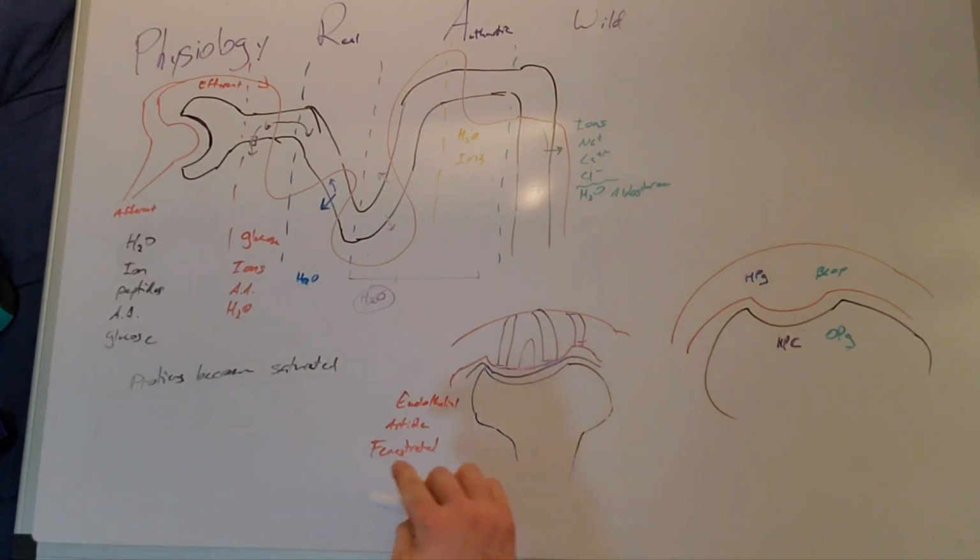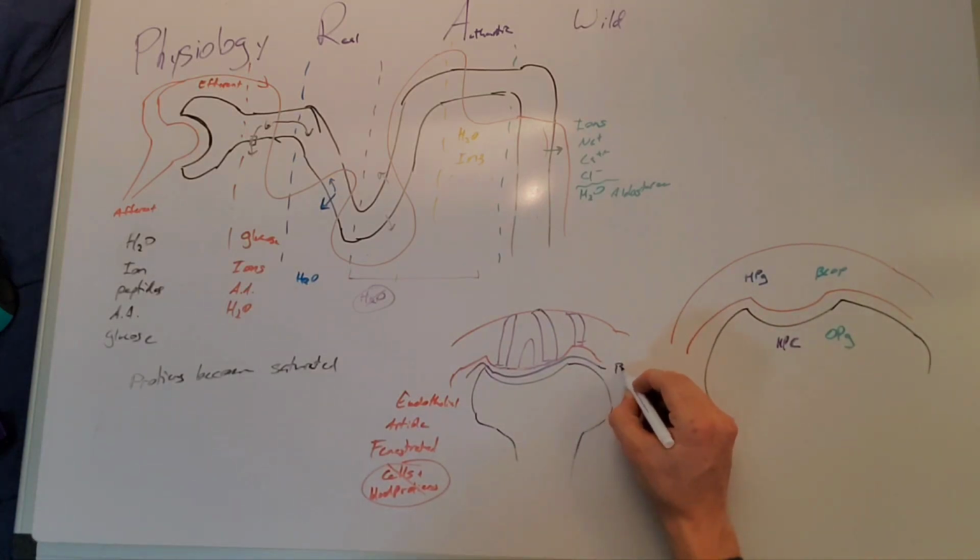The point of them being small is so that no cells plus blood proteins can get through. So that holds that out. This blue one is now the basement membrane.